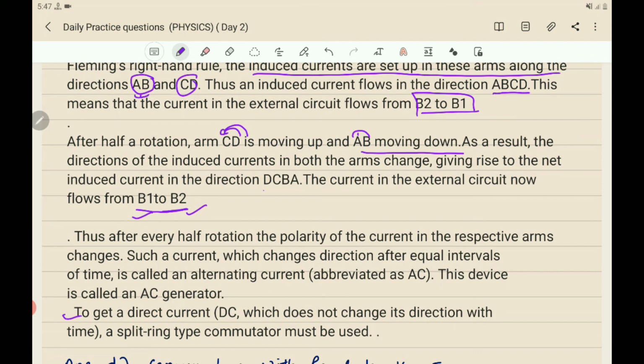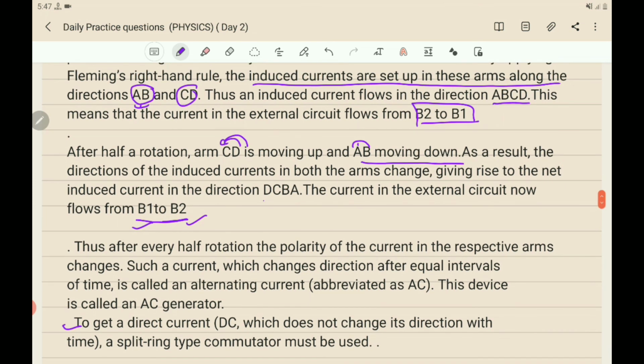To get a direct current, that is, the direction of the current which does not change with time, what do you have to use? A split ring type commutator must be used. So that is about the construction and working of the generator.